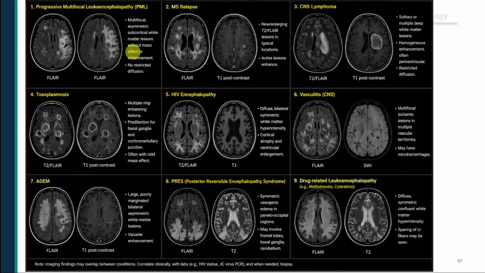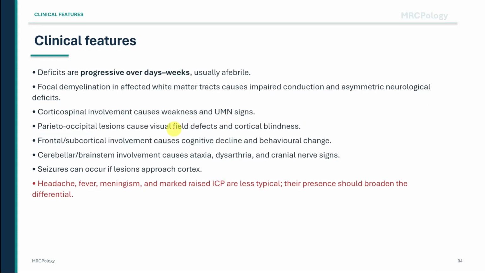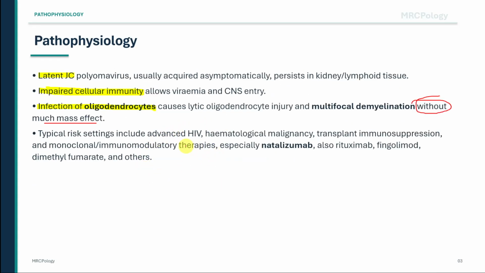The typical risk settings are advanced HIV, hematological malignancy, transplant immunosuppression, and immunomodulatory drugs. In MRCP questions, natalizumab is especially high yield, but rituximab, fingolimod, dimethyl fumarate, and other immunosuppressive therapies can also be relevant. Clinically, PML causes progressive focal neurological deficits.